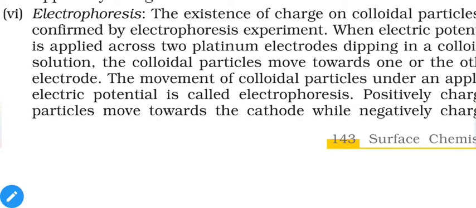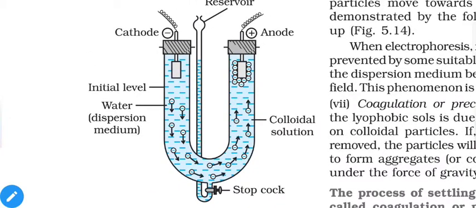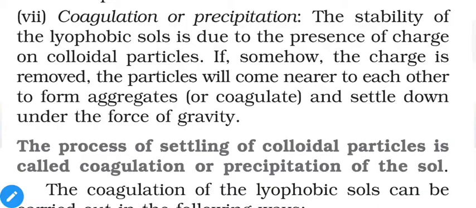And lastly, we discussed electrophoresis in the previous lecture. That means you can identify whether the particles of a phase are positive or negative using the electrophoresis method. We discussed the simple method and instrumentation, as we can see in this image. If particles are negatively charged, they will be attracted towards the anode because the anode is positive. If particles of the colloid are positively charged, they will be attracted towards the cathode, which is negative in charge. Now we will move to the next point, which is coagulation or precipitation.